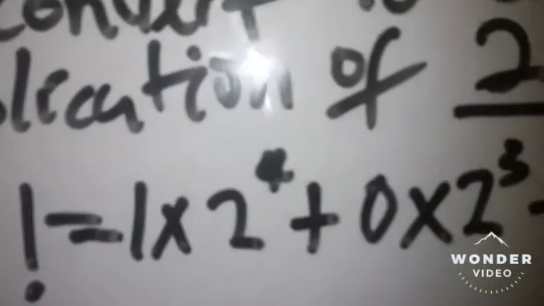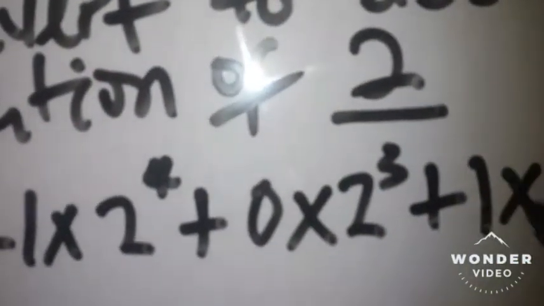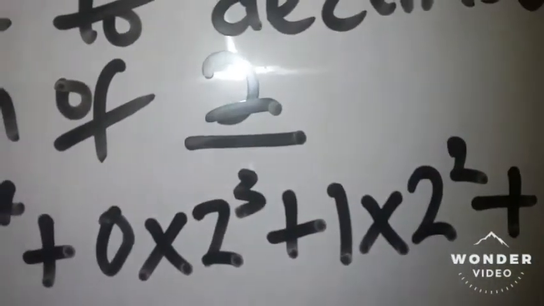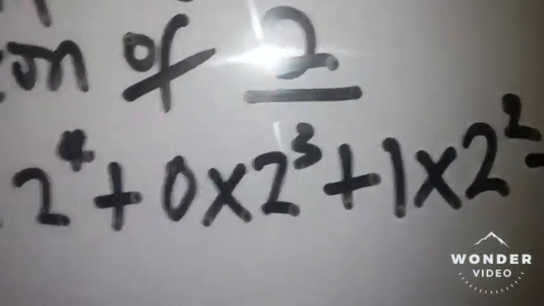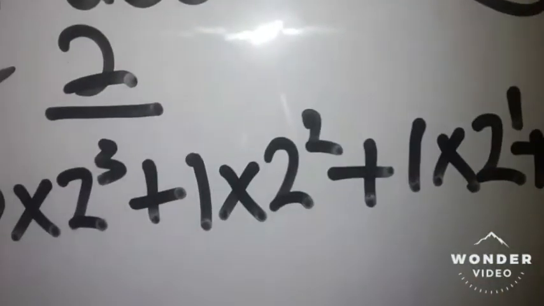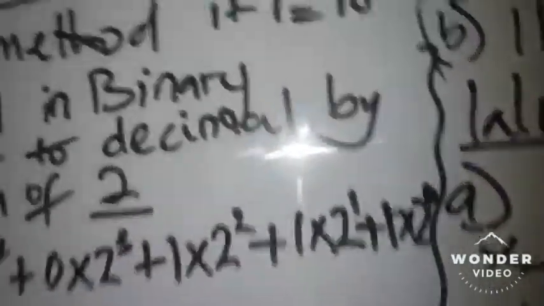Plus, you pick the next figure, that is 1. 1 times 2 raised to power the position 2. Plus, you pick the next number, that is 1. 1 times 2 raised to power 1. Plus, the last one is 1. 1 times 2 raised to power 0. Let me take it again.